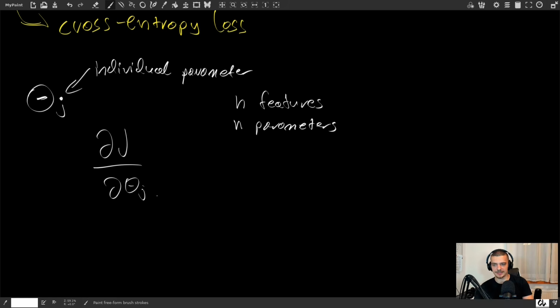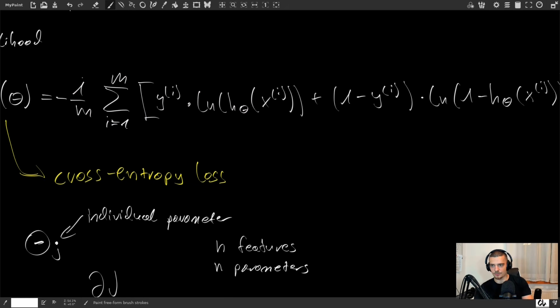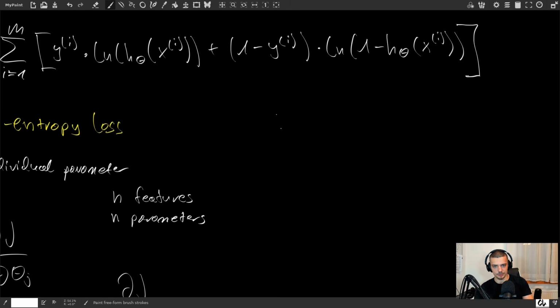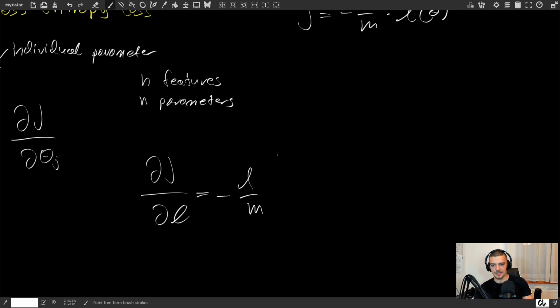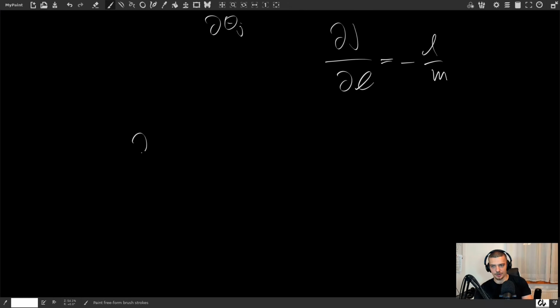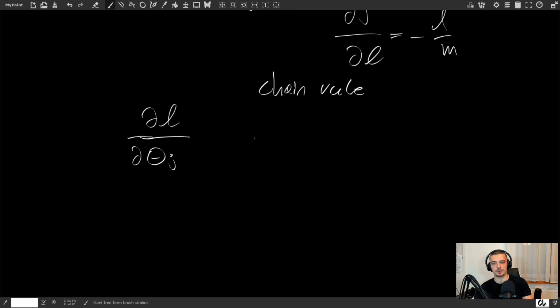Now, we're not going to do it directly with J. Why? Because we can take a look at J and the log likelihood. Remember, J is just -1 over m times the log likelihood of theta. So the derivative here, the partial derivative, is just -1 over m. We can keep that in mind and focus now just on the log likelihood itself. And to figure out how the log likelihood changes when we change individual parameters, we need to apply the chain rule of calculus.